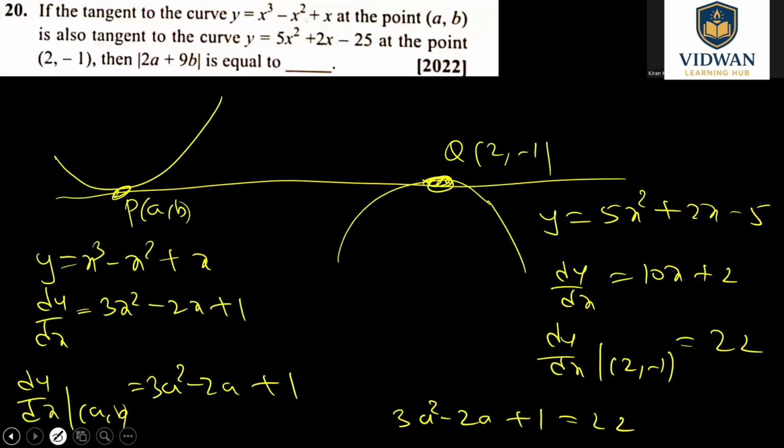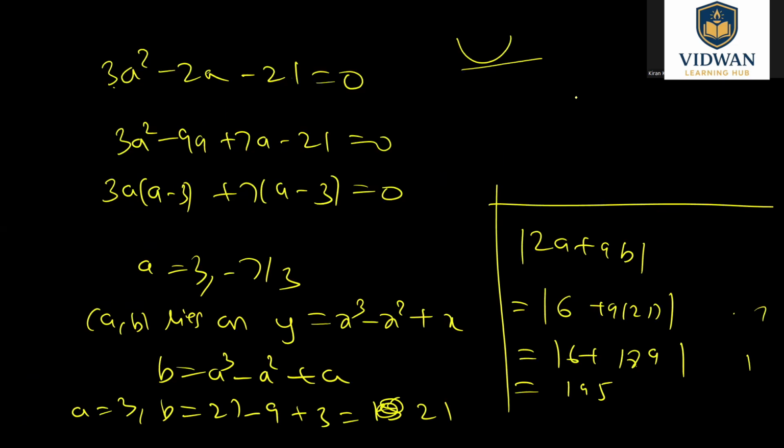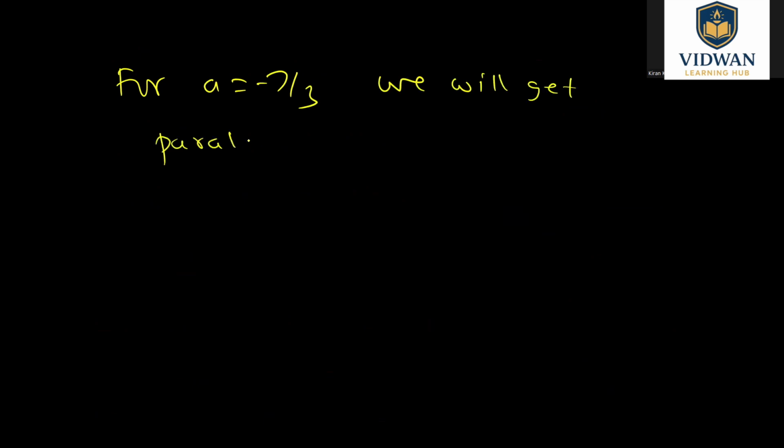So for the other value, actually, you'll not have a common tangent, you'll have a parallel tangent, because even for parallel tangents, slope is the same. There is a possibility that if you draw a tangent to this curve and a tangent to this curve, they are parallel also, slope will be equal. So for the other case, you may get parallel tangents. So that's why it will be discarded. For a equal to minus 7/3, we will get parallel tangents. For that, you can find the equation and verify it.